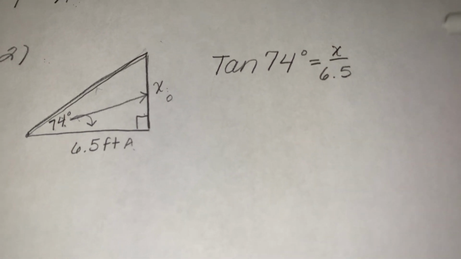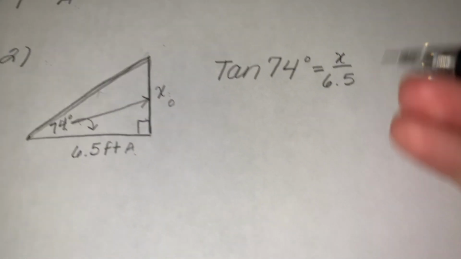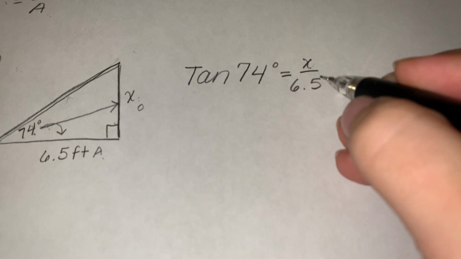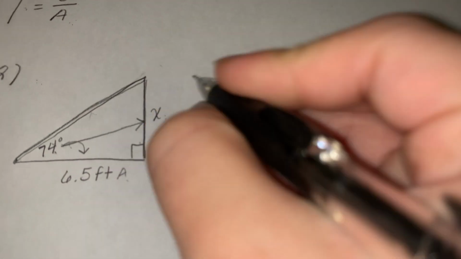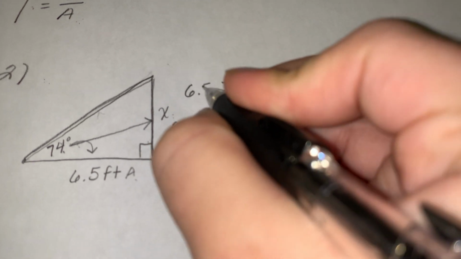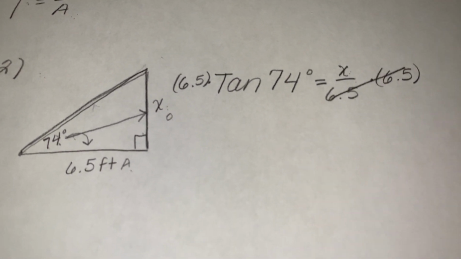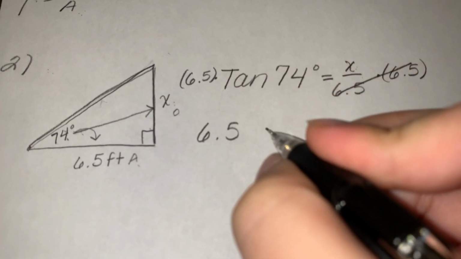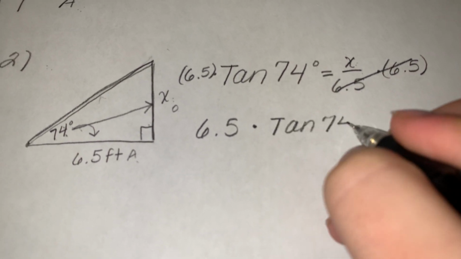From here, what I need to do is solve for X. That's the beauty of it, because we're looking for the height. Now, how do I solve for X normally? Well, X is being divided by 6.5, so I need to multiply both sides by 6.5, okay? The 6.5 on this side cancels, and I'm going to write this now as 6.5 times the tangent of 74.